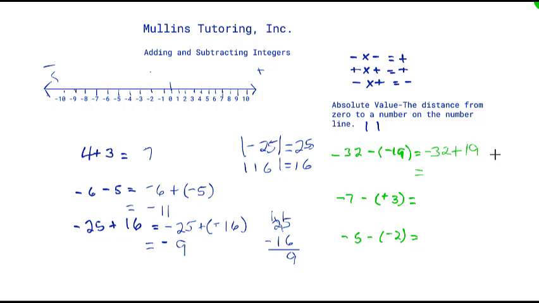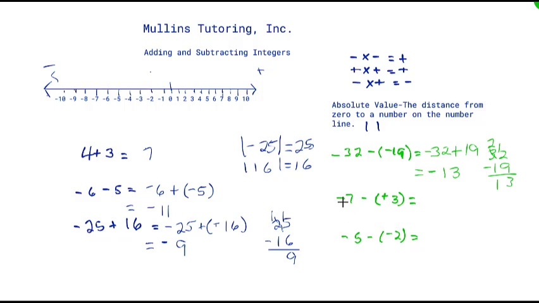So now we're just going to do 32 minus 19. We'll borrow from the 3. 12 minus 9 is 3, and 2 minus 1 is 1. So I'm going to bring my negative sign down, and negative 32 plus 19 is negative 13.